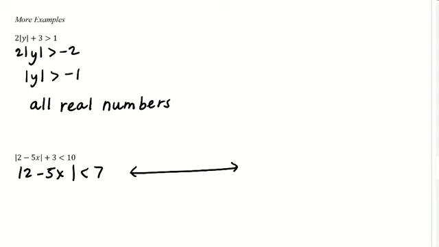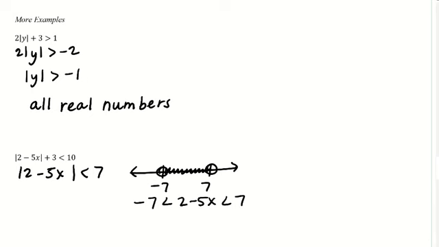And you say to yourself, okay, where is the absolute value less than 7? It will be in here, where the distance from 0 is small, but not including 7. So then you set up four inequalities, and you get negative 7 is less than 2 minus 5x, which is less than positive 7. And then we're going to try to solve for x.